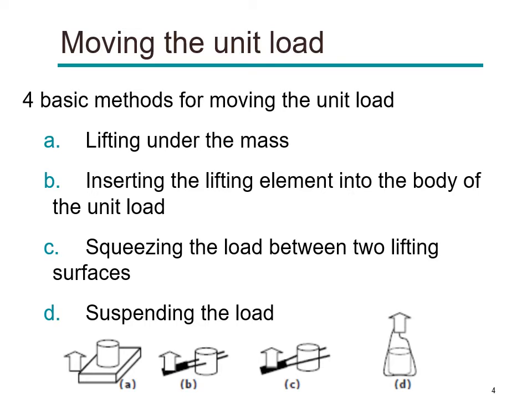way, lift and transport. The third method is squeezing the load between 2 lifting surfaces, so that this is the item. So on 2 opposite sides, you just squeeze the item. For example, a material handling robot has a gripper, so that using this gripper, it squeezes the parts on this gripper and moves, carries and loads the machines, for example.